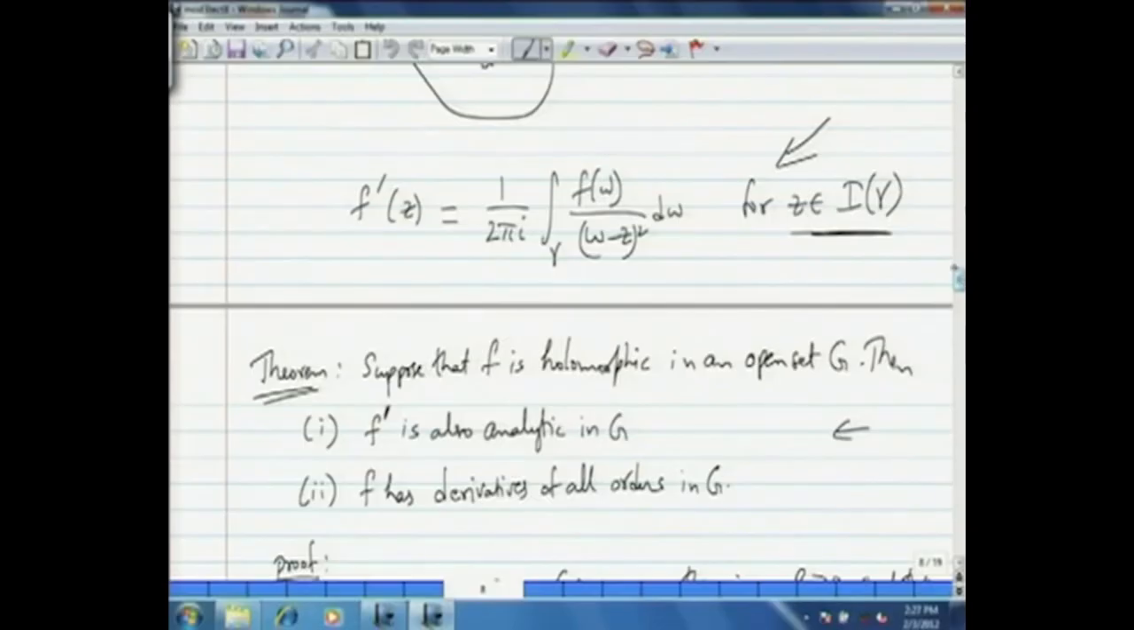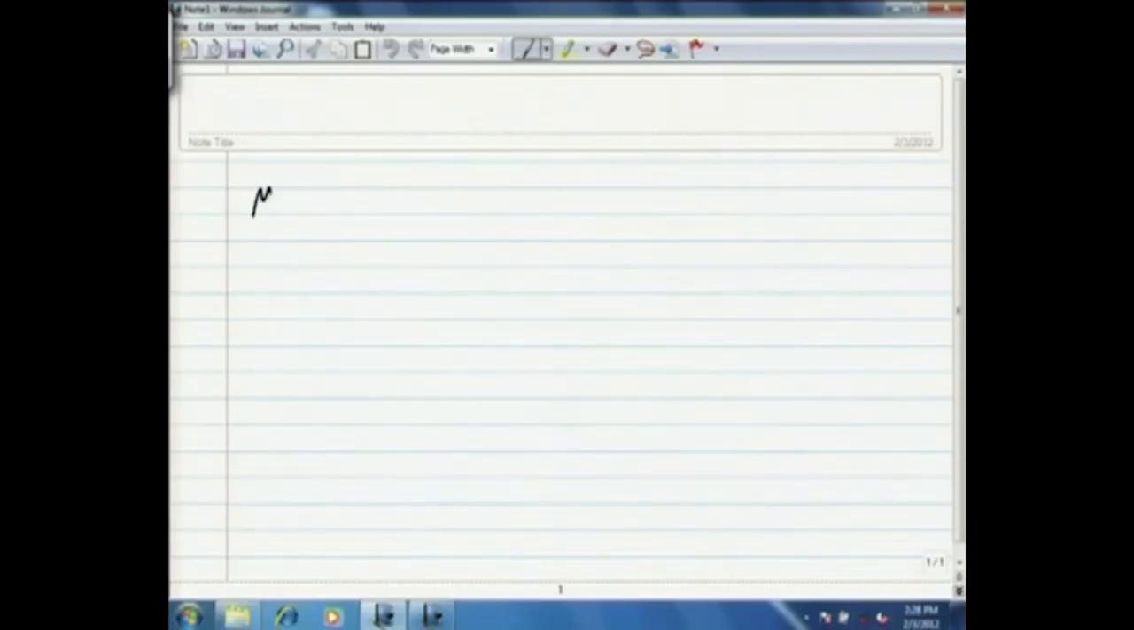Hello viewers, recall last time we proved this theorem which said that if f is analytic in an open set G, then so is its derivative. And using this theorem, you are able to conclude that f has infinitely many derivatives if f is an analytic function on an open set G. So, that we are going to put to use in the following consequence of that theorem, which is often called Morera's theorem.